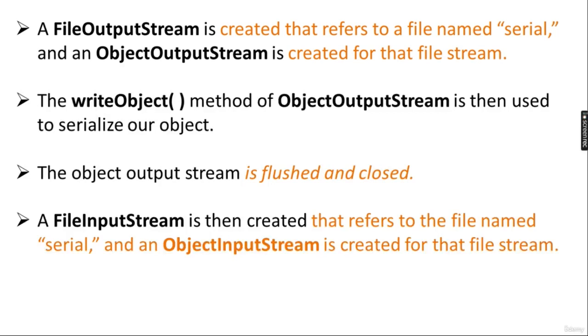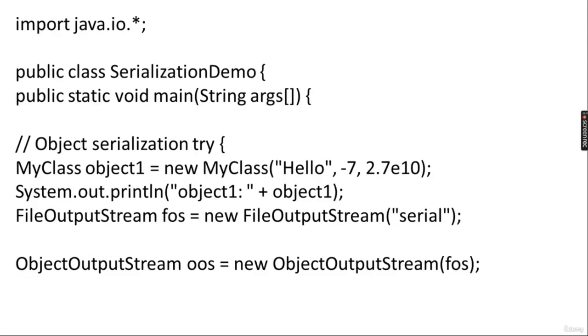Okay. The file output stream is created that refers to the file name serial, and an object output stream is created for that particular file stream. writeObject is then used to serialize your object. The object output stream is flushed and closed. A file input stream is then created that refers to the file name serial, and an object input stream is created for that particular file stream. So for that, we will see the example, MyClass.